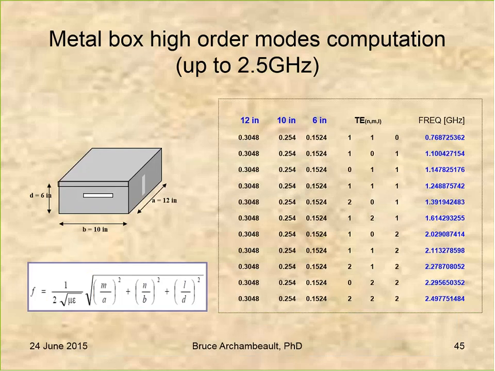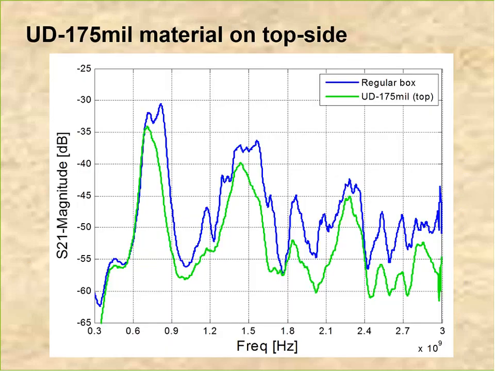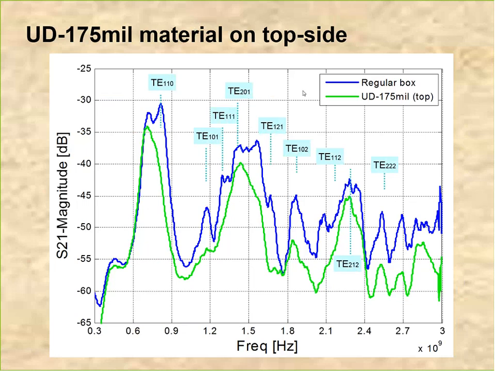We're going to look at the difference in emissions coming out of the box through the slots with and without lossy material. Due to the size of the box, we can calculate what the frequencies would be, and this shows the formula that we used and the different TE modes, TE110 and TE101 and so forth, and the frequencies at which we would expect the resonances to occur. Here the blue is the box without any lossy material in it. In this particular case, we put some material on the top cover. You can see, for example, this TE110 mode gets reduced quite a bit. The TE101 mode also gets reduced. So certainly some of these modes are being reduced, and we're able to identify those modes based on the physical size of the enclosure.